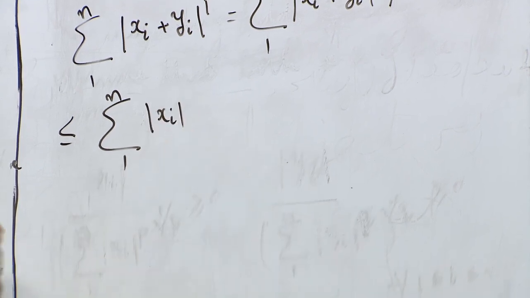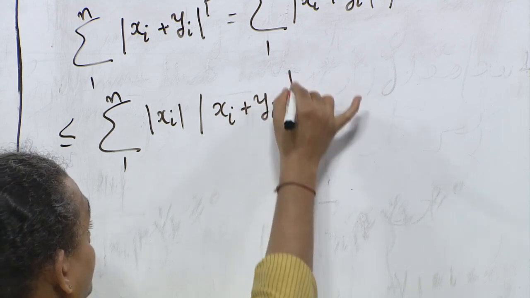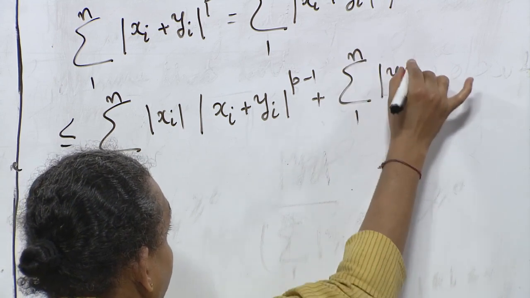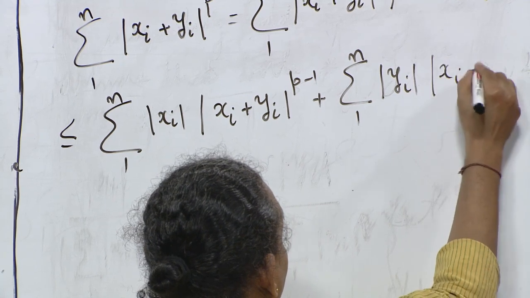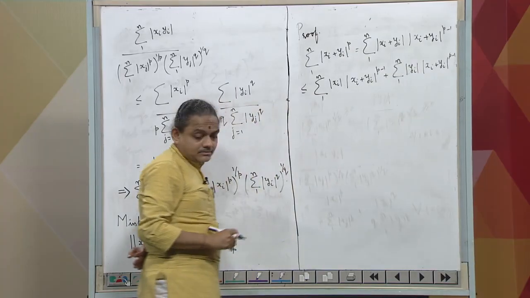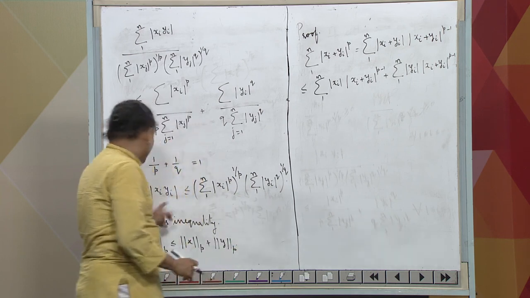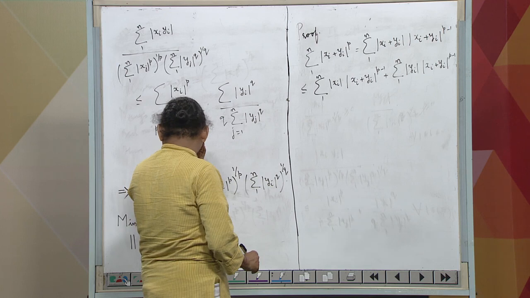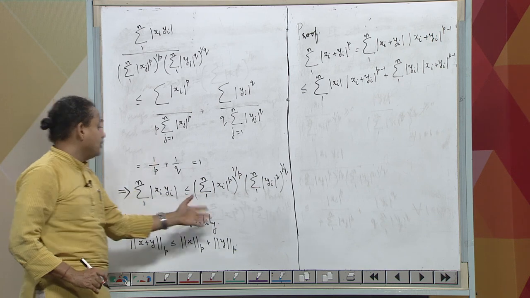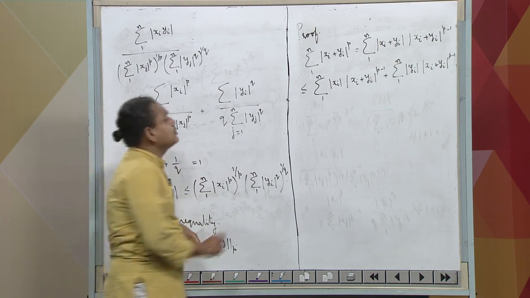mod xi plus mod yi. So, let me write it as xi plus yi raised to the power p minus 1 plus summation 1 to n mod yi into mod xi plus yi. Now, let me make use of the Hölder's inequality. So, the Hölder's inequality, what we know is that summation 1 to n mod xi mod yi is less than or equal to the pth norm of x and the qth norm of y. So, let us make use of it.